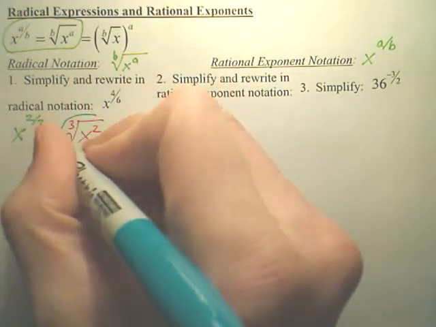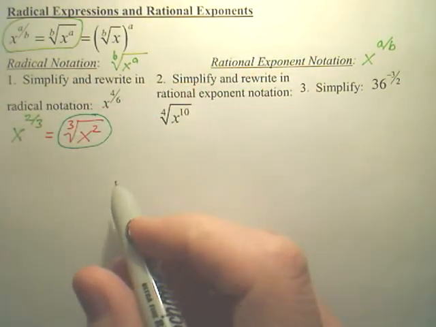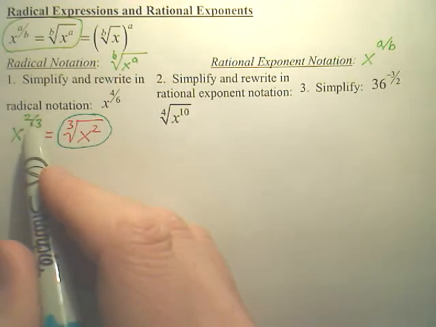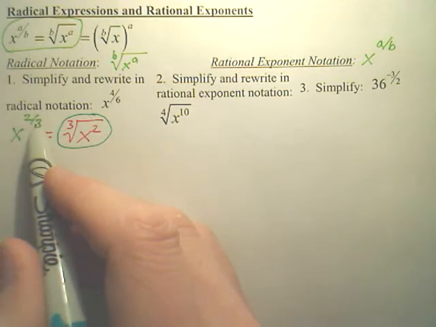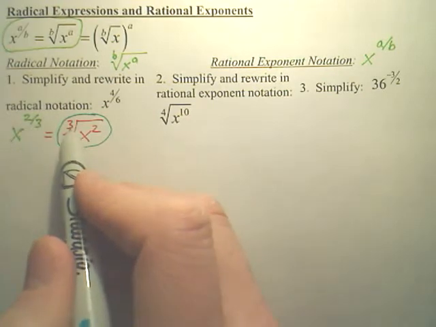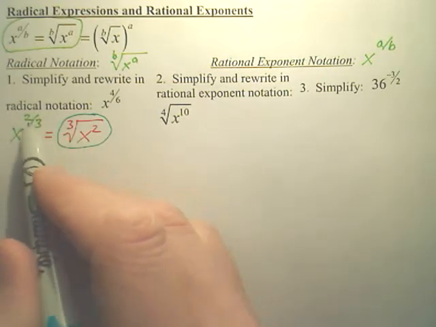Now, here's my way of remembering that. You ready? Think of this as a tree, 2/3. Where are the roots of a tree? They're usually at the bottom. Got it? So the bottom are your roots, thus the bottom is what comes out as the root. The top stays with it.